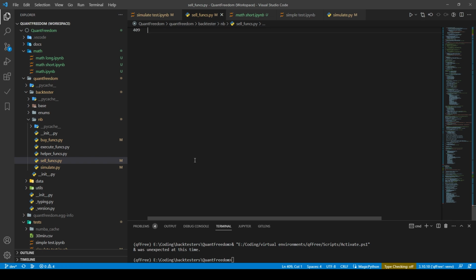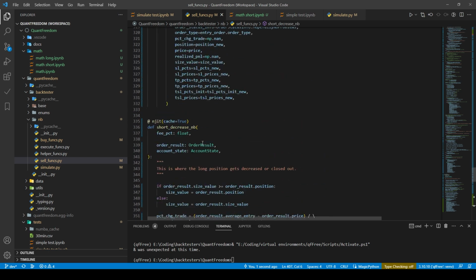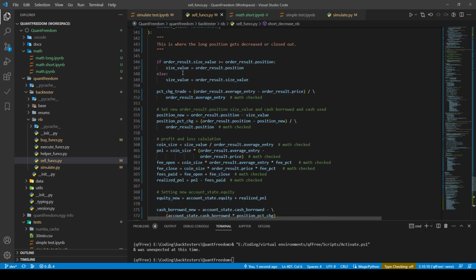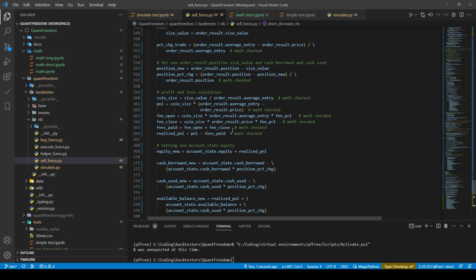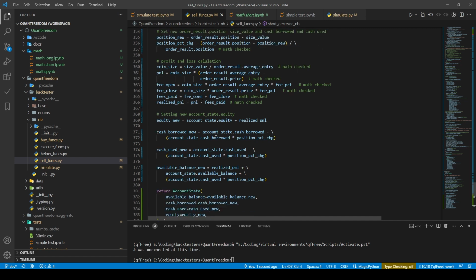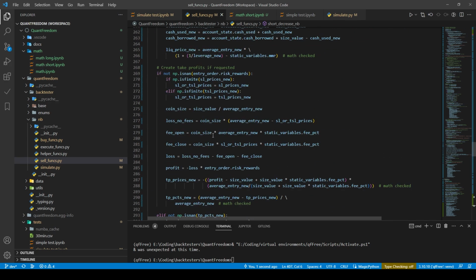We didn't have to do much for the short increase. I mean, for this. All we have to do is just this. We just change this, and that's the realized P&L. And that's it. Other than that, the rest of this stuff makes sense up here.